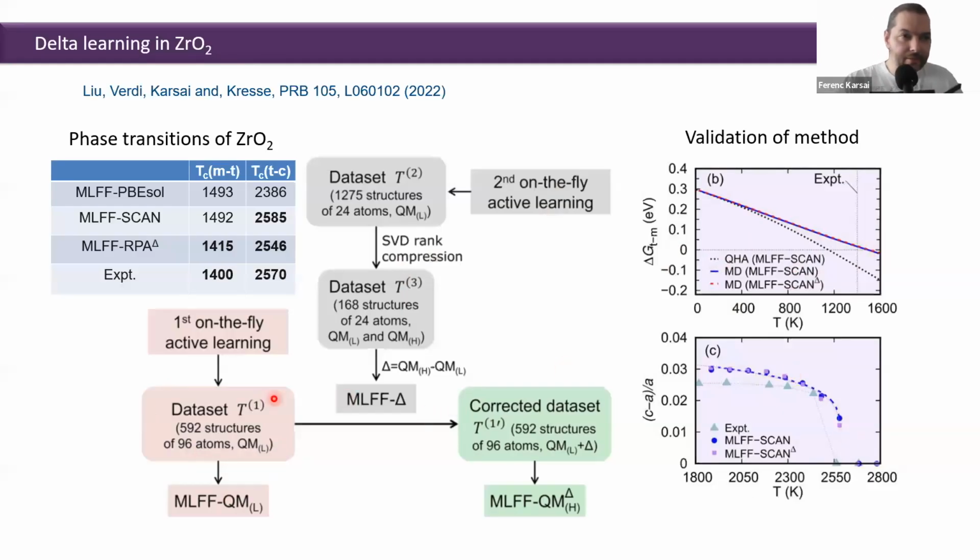And last but not least, to conclude my talk, we then used it to predict the phase transitions between monoclinic and tetragonal and tetragonal to cubic zirconium dioxide, so zirconia. We saw that RPA gives a better value, but does not change much, or gives only a slight improvement over SCAN, but this was anticipated from previous literature results.